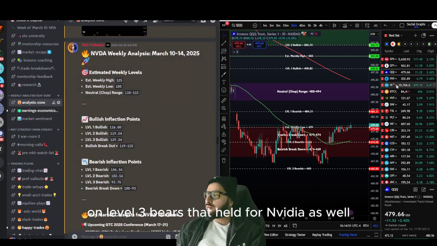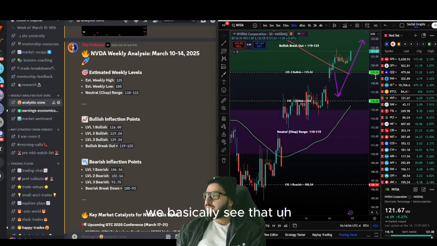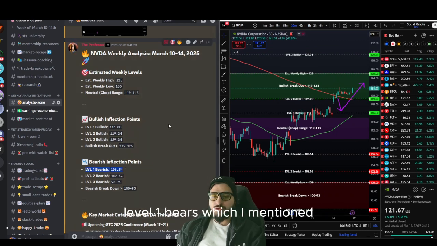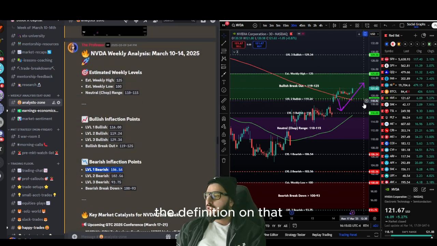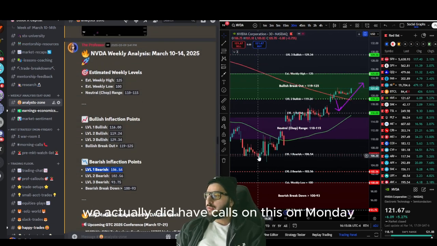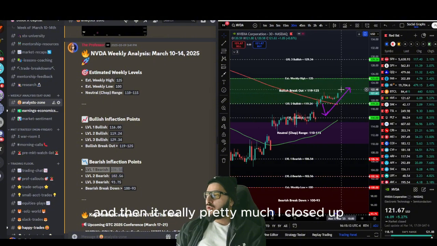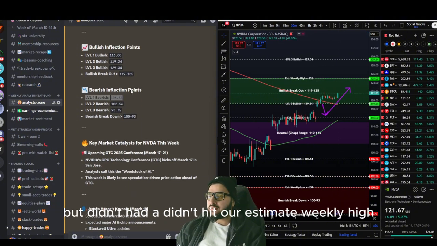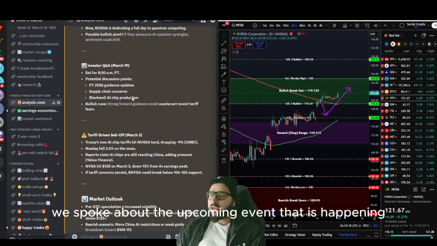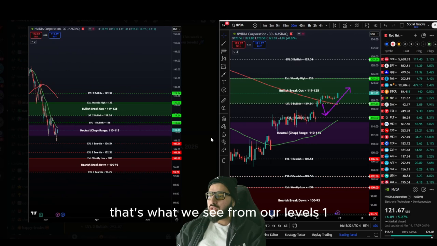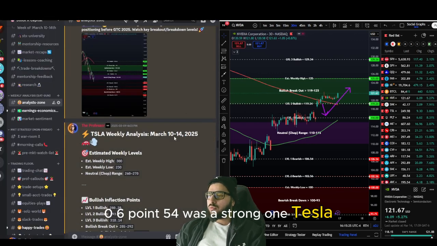For NVIDIA as well, we called out the perfect 106 number as our key level 1 bearish, which I mentioned the definition of. That pretty much held throughout the time. We actually did have calls on this on Monday after it stopped and held that, and then it closed up, but didn't hit our estimated weekly high. We spoke about the upcoming event that is happening. You can see that right over here. That's what we see from our levels. 106.54 was a strong one.